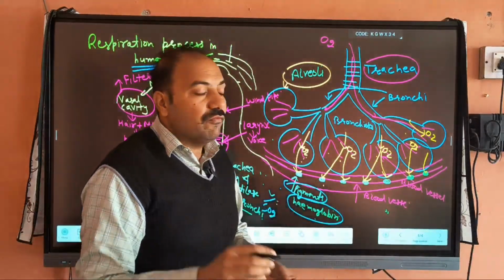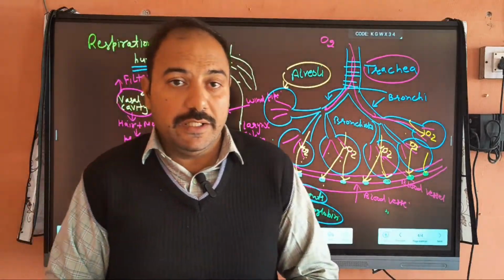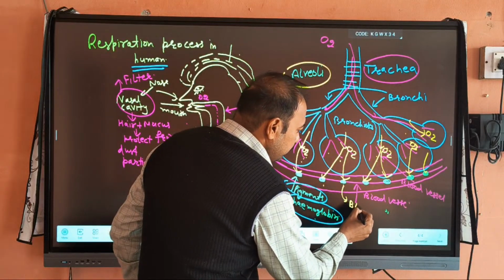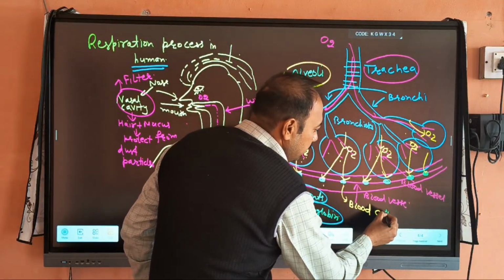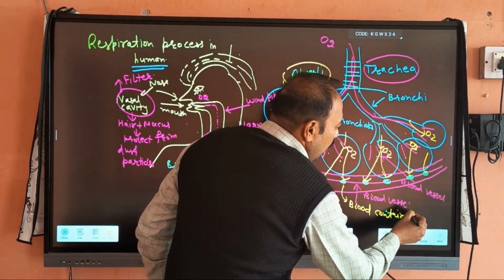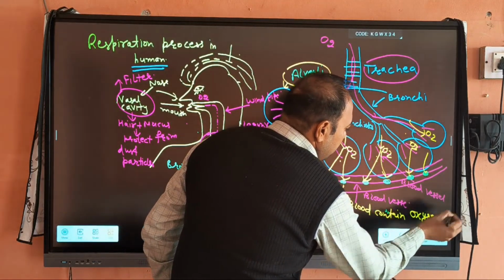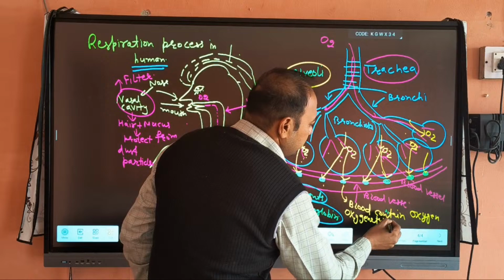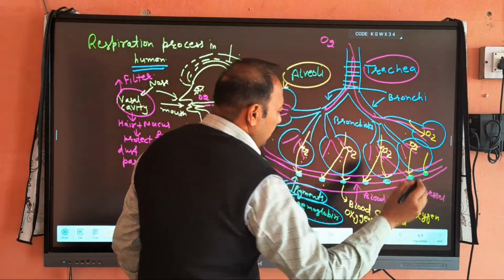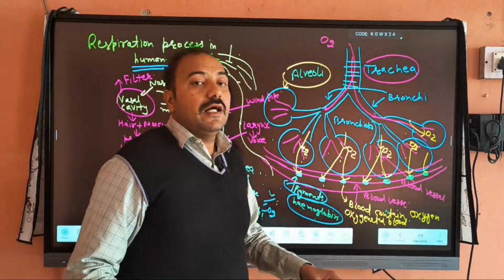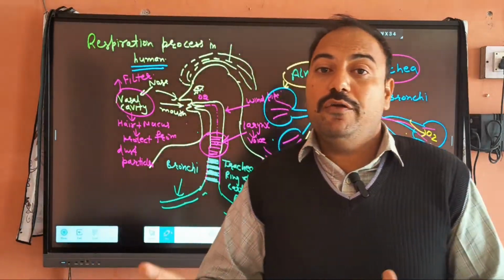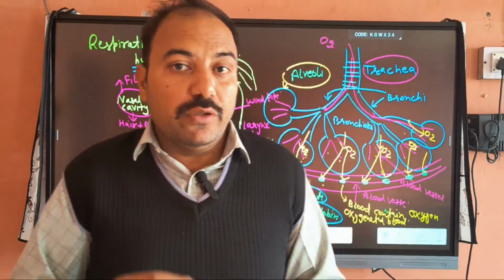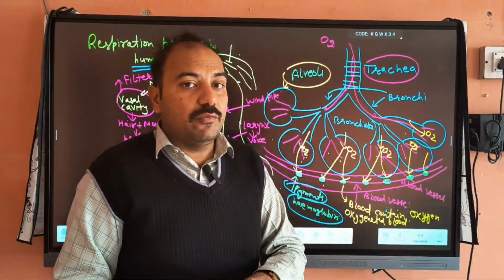So what type of blood do we have here? Oxygenated blood. This blood contains oxygen, and that is known as oxygenated blood. This oxygenated blood is supplied to the different parts of the body with the help of the heart. Here the heart acts as a pumping machine that transports blood to the different parts of the body.